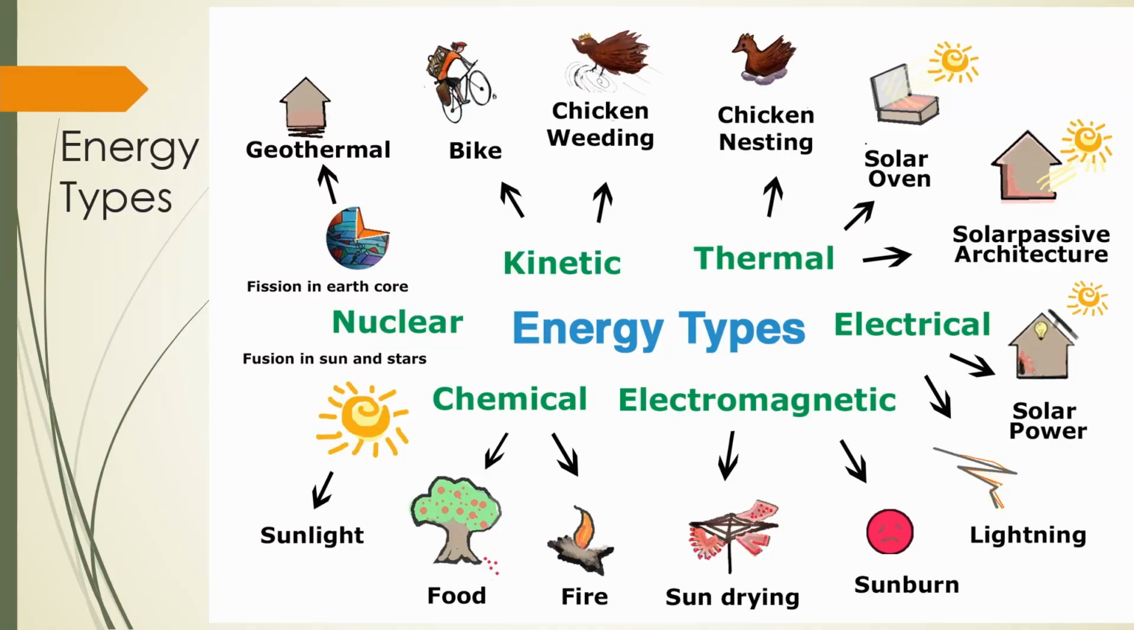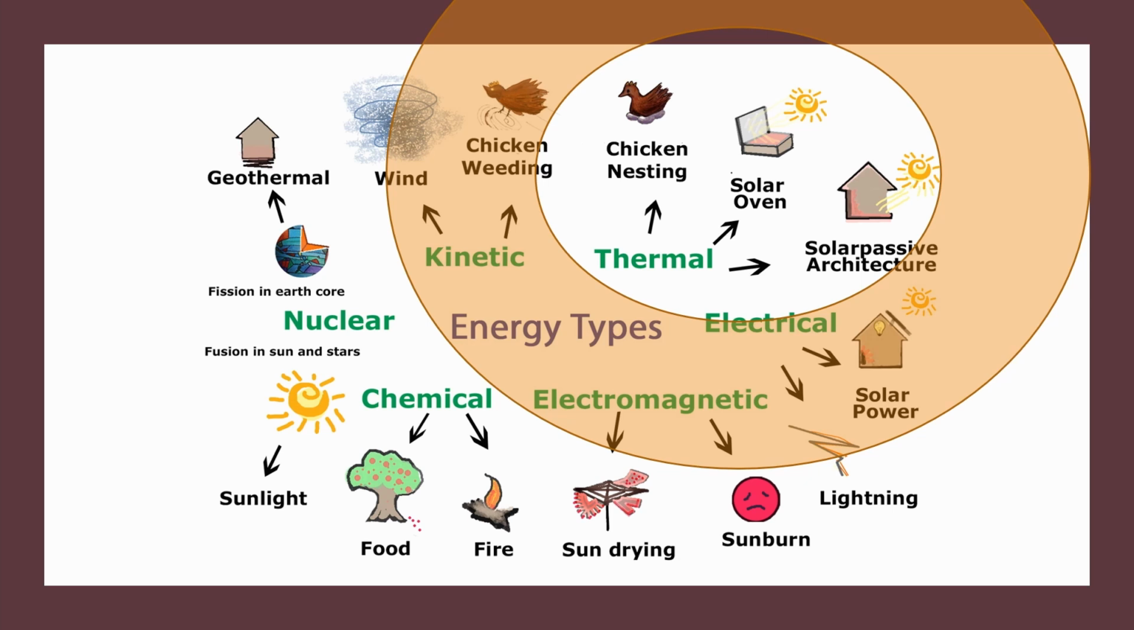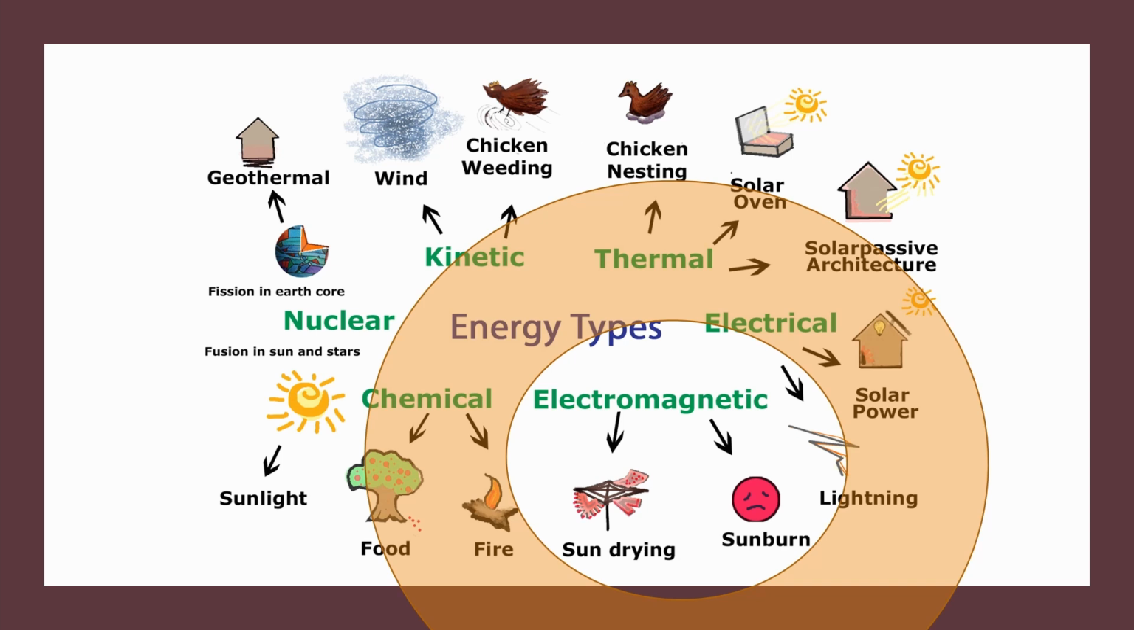Here are some different energy types. There are 6 types. Let's have a quick look at kinetic energy. Kinetic energy comes from when I'm riding a bicycle, or the wind, or the chicken doing the weeding. Thermal energy occurs when the chicken is nesting, sitting on eggs and warming them up, or when the sun is coming into a solar oven, or on a bigger scale, solar passive architecture. Electrical energy occurs with solar power, or lightning. Electromagnetic energy scares me. The rays from the sun, we can't feel them, those electromagnetic rays. They'll burn our skin, but they're also useful in drying the clothes.